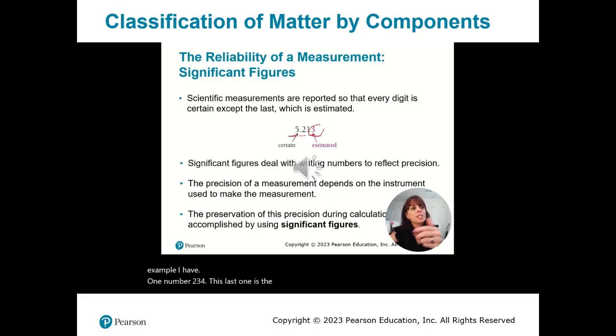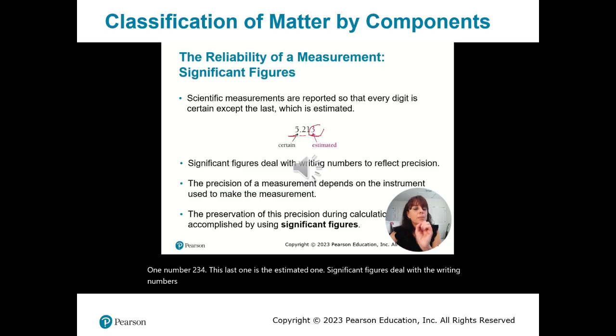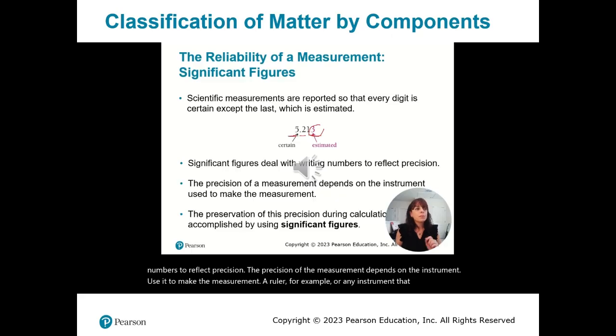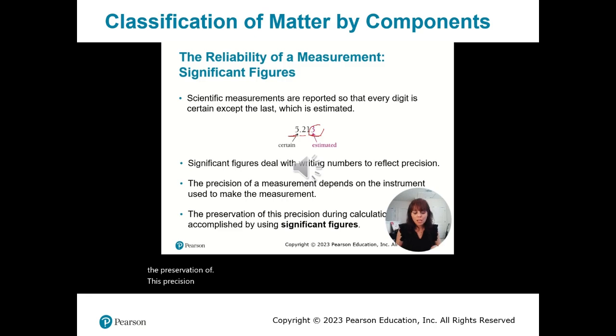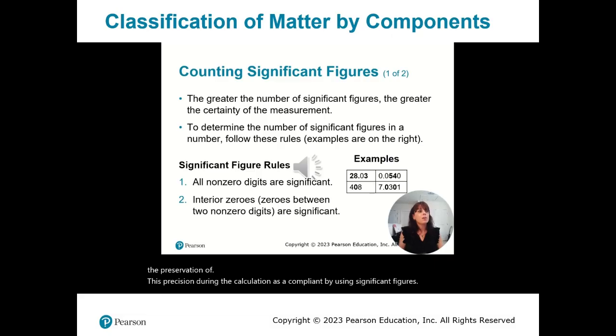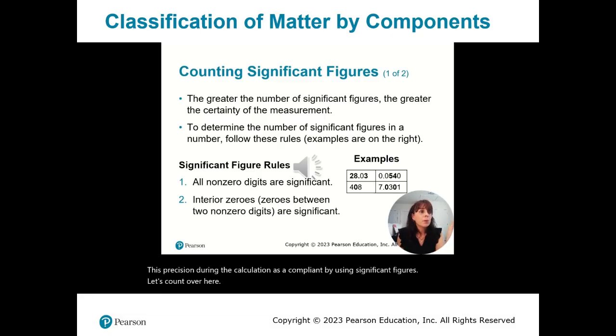Significant figures deal with writing numbers to reflect precision. The precision of the measurement depends on the instrument used to make the measurement, a ruler for example, or any instrument that you can measure with. The preservation of this precision during calculation is accomplished by using significant figures. The greater the number of significant figures, the greater the certainty of the measurement.